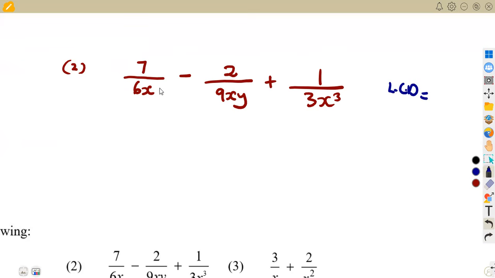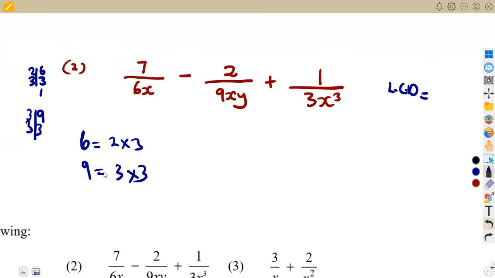Okay, what is the LCD of 6x, 9xy, and 3x cubed? Considering the numbers 6, 9, and 3, we are going to see that the LCD there is 18. Okay, let's consider 6. Remember, 6 is a product of 2 times 3. 2 into 6, that's 3. 3 into 3, that's a 1. 9 is a product of 2 numbers, which is 3 and 3. 3 is a product of which numbers? 3 is just a 3.